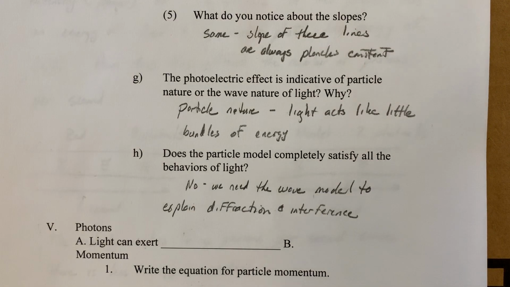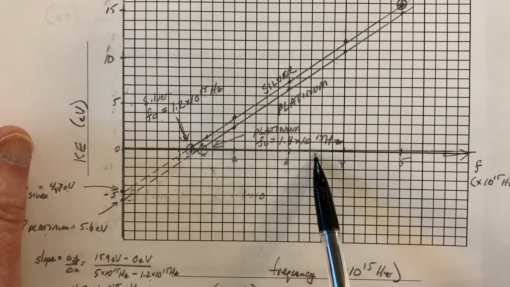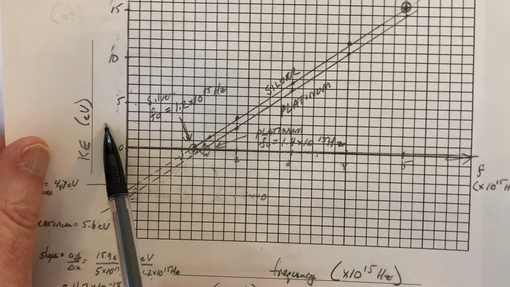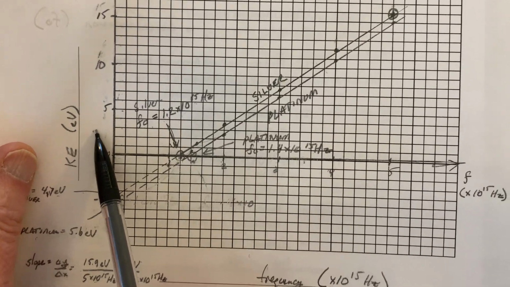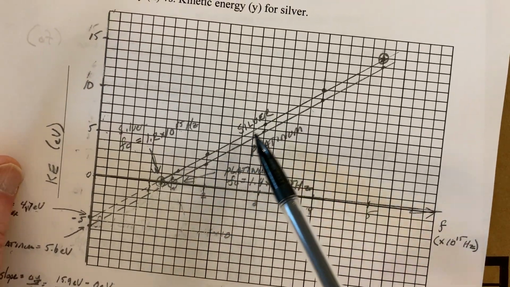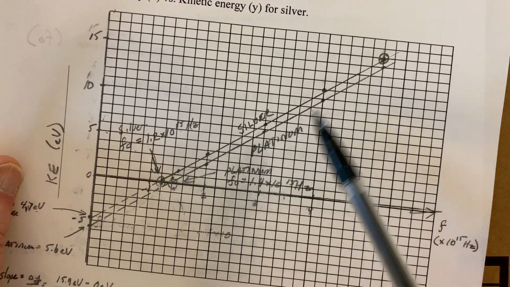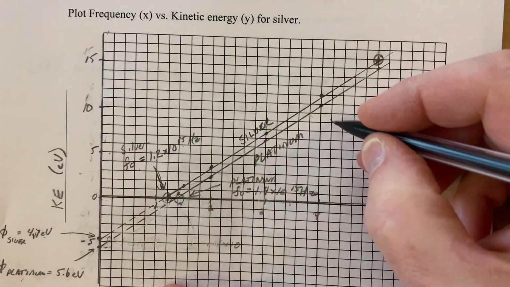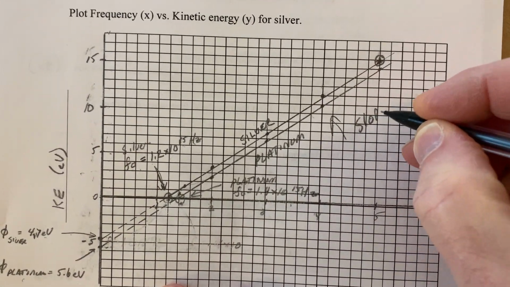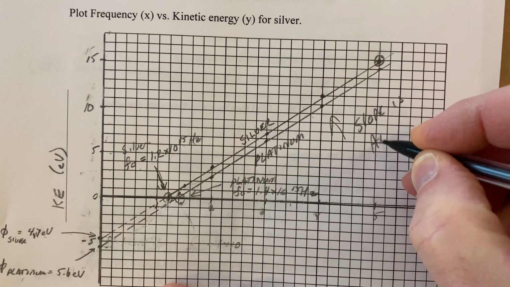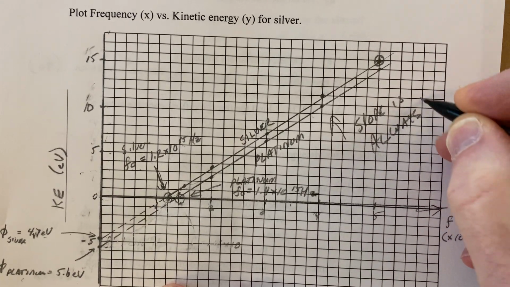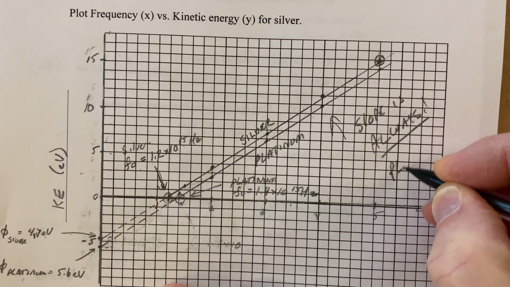Whenever you plot frequency versus kinetic energy for the emitted electrons, the slope of these lines is always Planck's constant. Always Planck's constant.